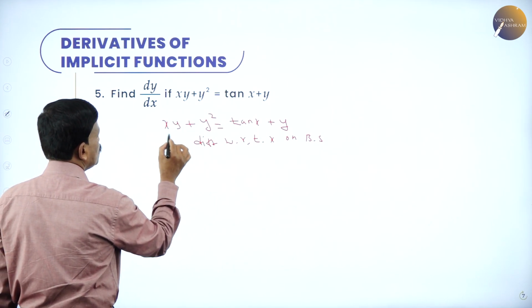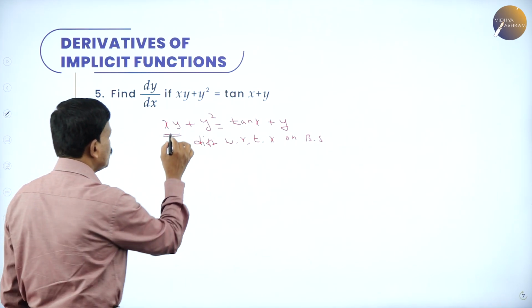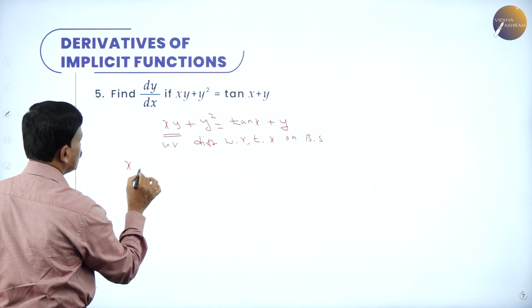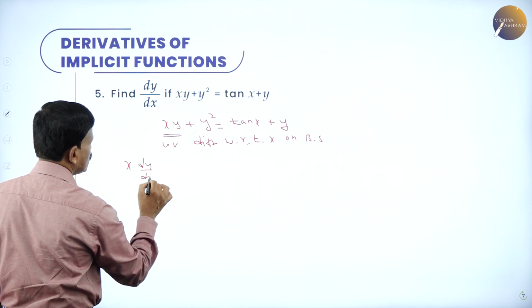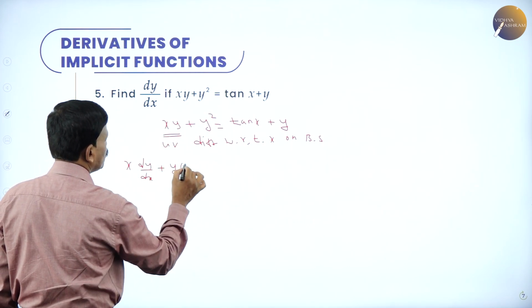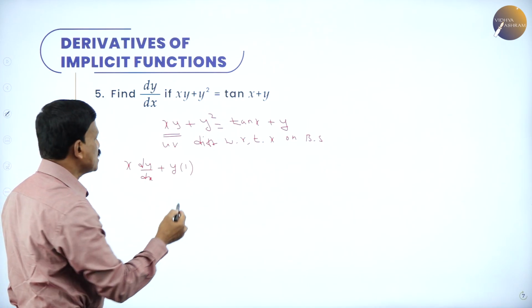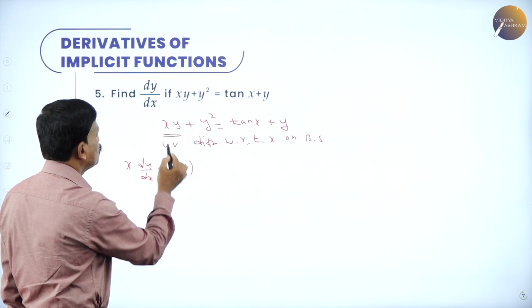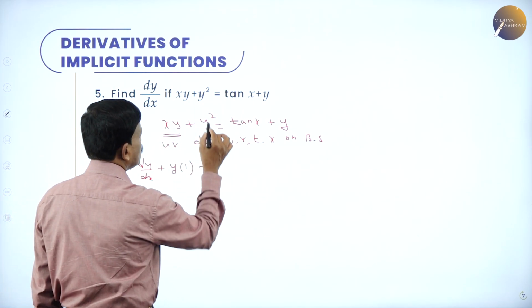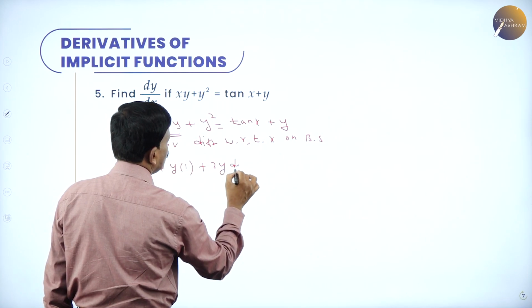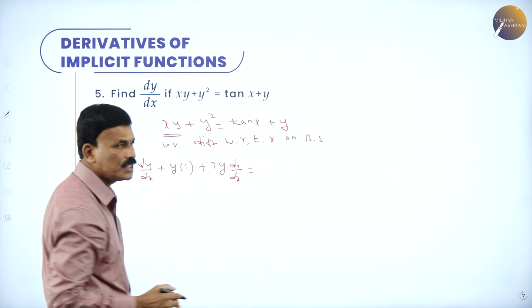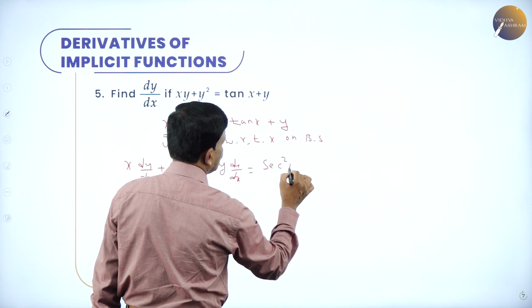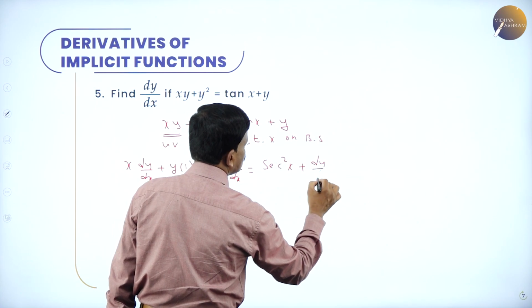What will you get? See here, there are two variables x and y, so this can be differentiated using the product rule. uv: first function into differentiation of second function is dy by dx, plus y into differentiation of x is 1. This is a very important step. Plus, the derivative of y square is 2y into dy by dx. We are differentiating with respect to x. Again, differentiation of tan x is as usual secant square x, and differentiation of y is dy by dx.